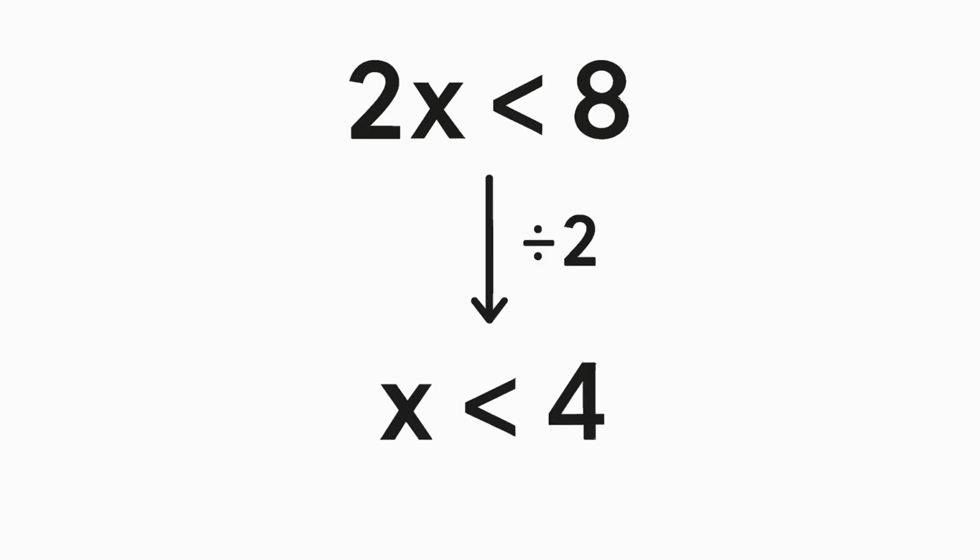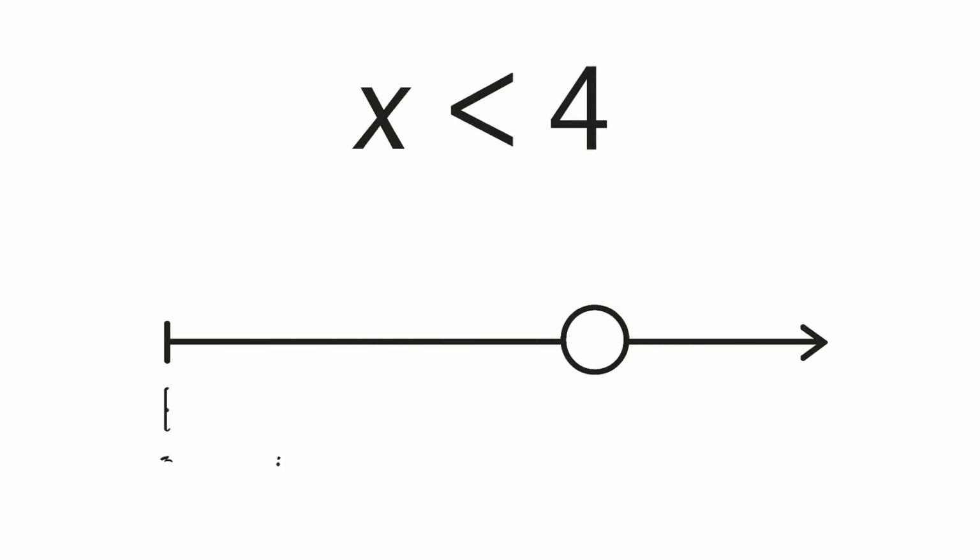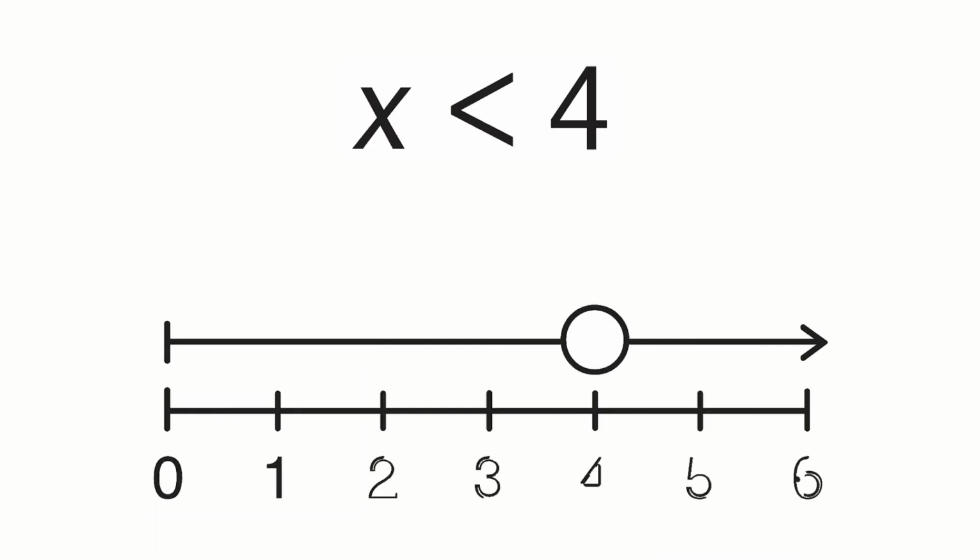To graph this on a number line, put an open circle at 4, because x is not equal to 4, and shade everything to the left, because x is less than 4.